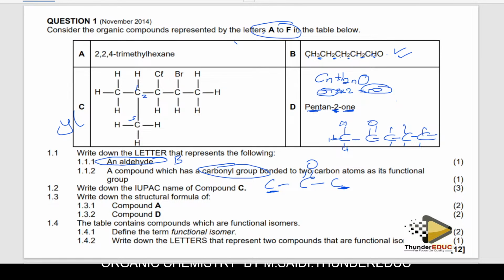Let's count it. 1, 2, 3, 4, 5. Remember we said that this is an aldehyde, so it is pentanal. But this one is pentanone, so it means that this is a ketone. Remember I said that as long as they have the same number of carbon atoms, we call them isomers, ketones and aldehydes. So the answer for this case is going to be B and D. I think I'm clear there.